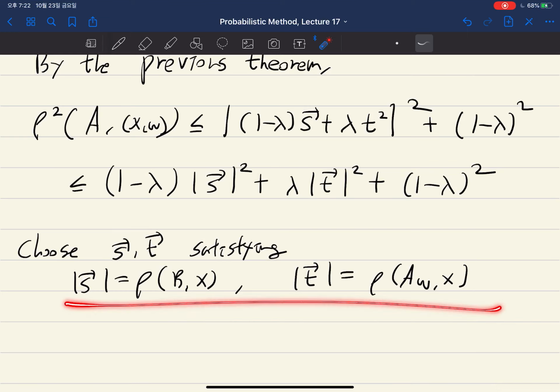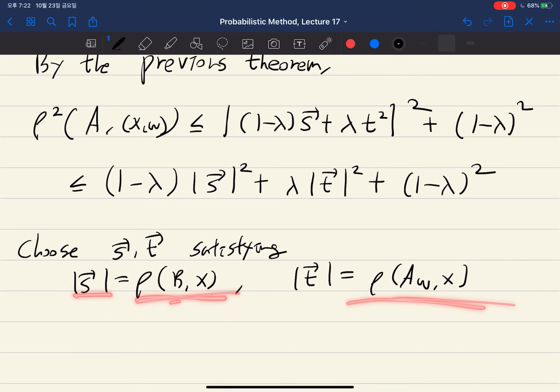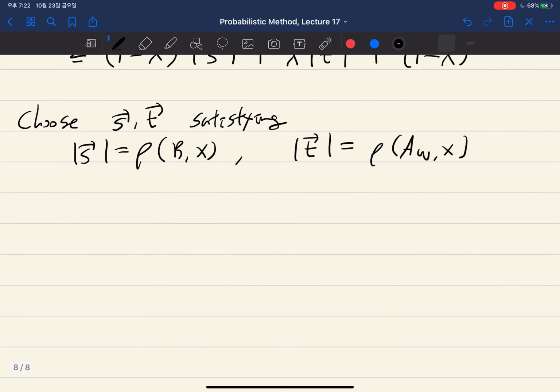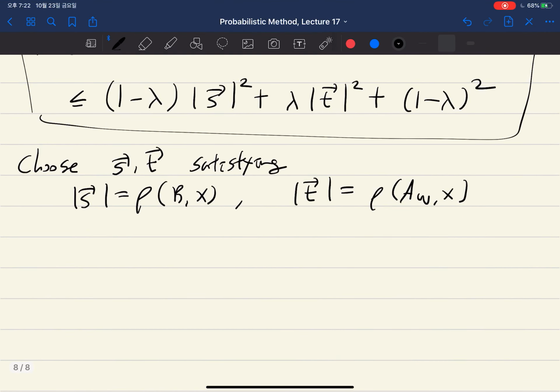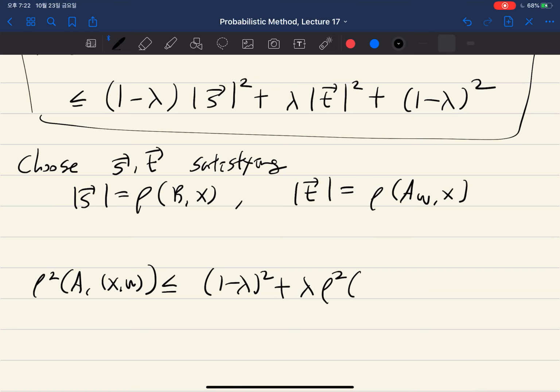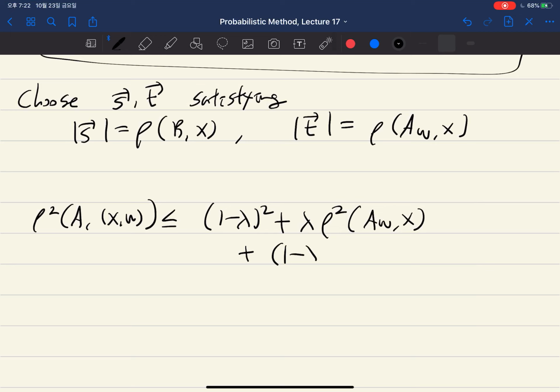This is from the previous theorem. There exists one vector whose norm is the same as this distance that we are measuring. So then what does this become? This becomes rho square of A XW is at most 1 minus lambda square plus lambda times rho square AWX plus 1 minus lambda times rho square PX.